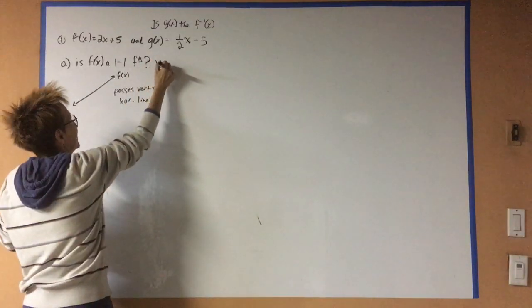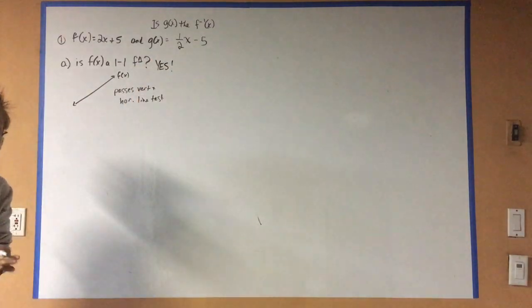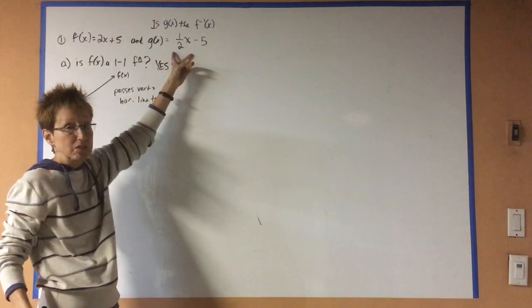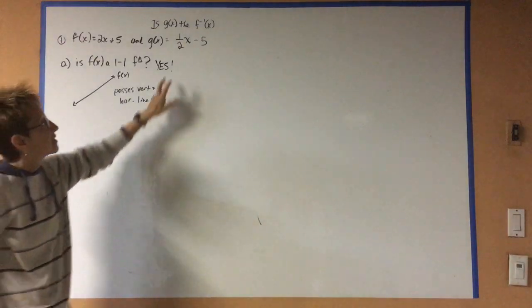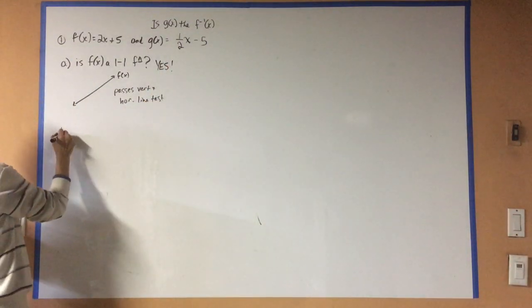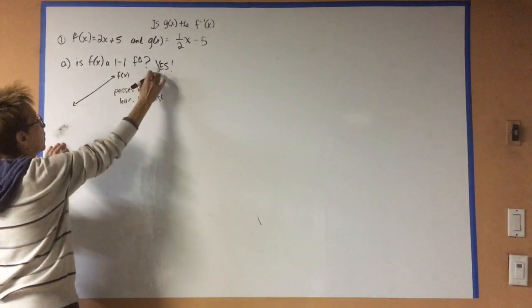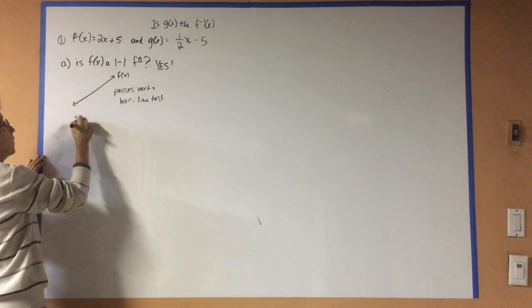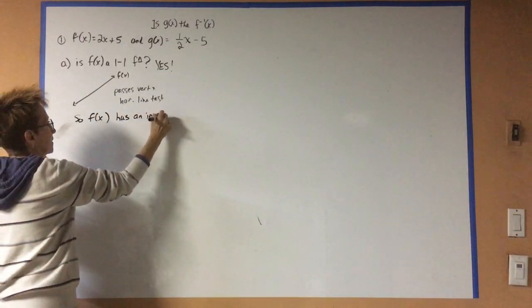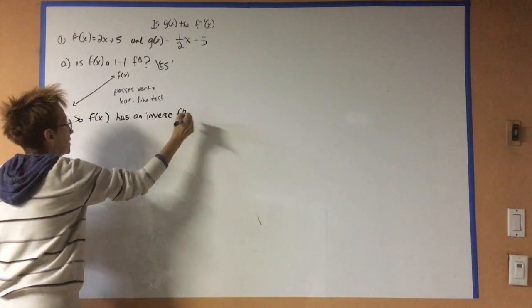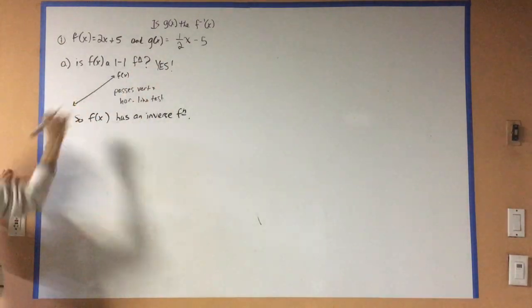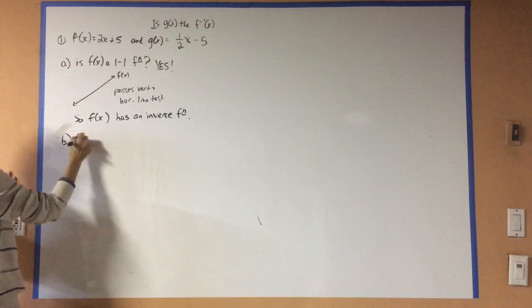Yes. All right, so if it's 1 to 1, that means it has an inverse. So maybe this is its inverse. So how am I going to tell if this is its inverse or not for sure? Since it's 1 to 1, f of x has an inverse function. Question is, is this it? Well, in order to figure out if that's it or not, I need to figure out f of g of x.